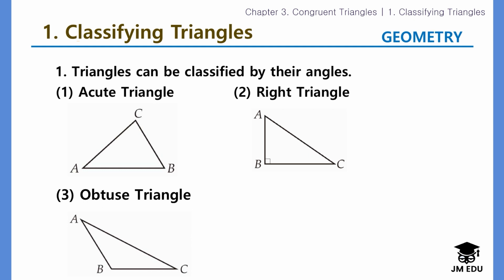If a triangle has one obtuse angle, which is greater than 90 but less than 180, then this triangle is called obtuse triangle.